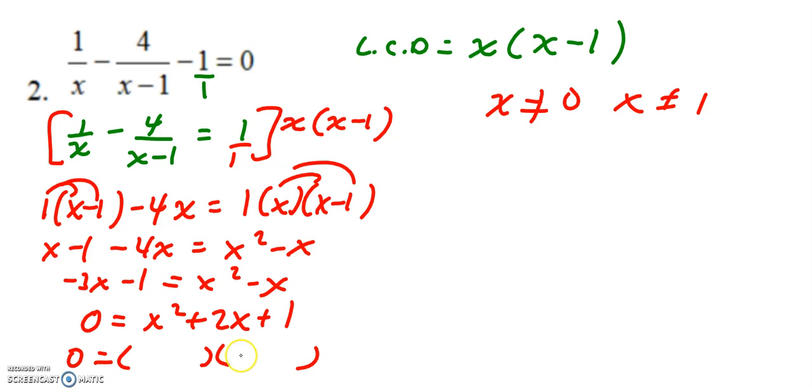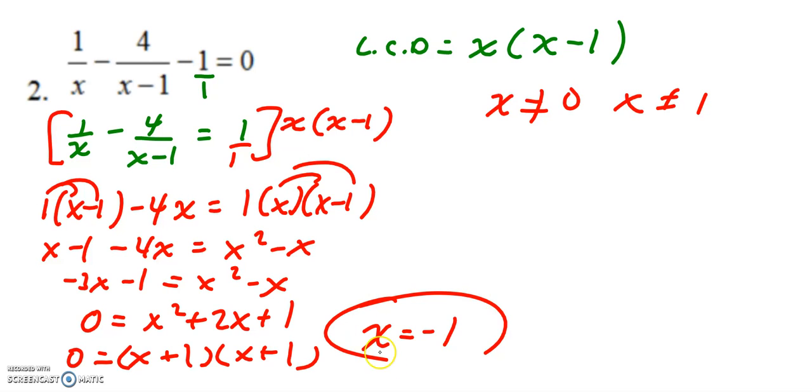If I factor, I will get x plus 1, x plus 1. So I get x equals negative 1. And x equals negative 1 passes the test. It is not 0 or 1, so this is the only solution, x equals negative 1.